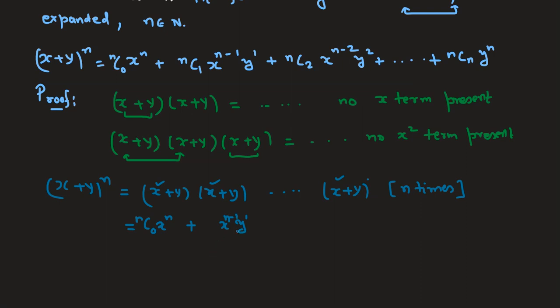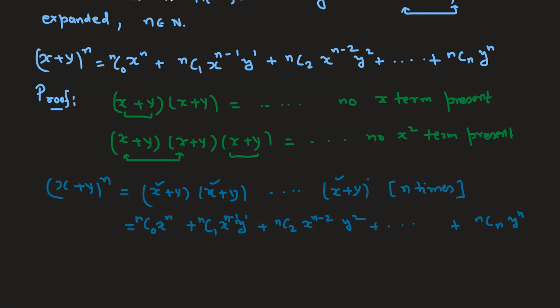Now choosing the y from out of n brackets in any one bracket should be nC1. In a similar argument I have got nC2, x^(n-2), y^2. Finally, I am taking all the y from each bracket, so nCn and y^n. In this case I don't choose any x from any bracket, but every time I am utilizing all the brackets. So this is the simple proof by using the concept of combinations. I hope all of you understand this technique.